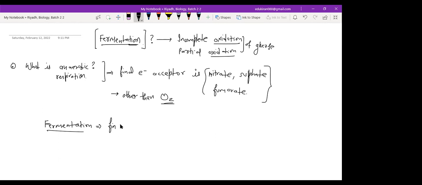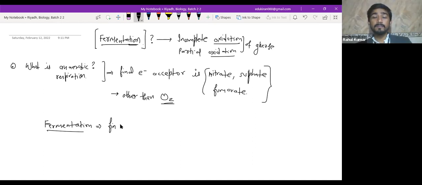The final acceptor there was NAD+, which was taking that electron and becoming NADH. Remember the photosystems, the Z scheme? I hope you are all revising those things. Okay. In fermentation, the final electron acceptor is, write down, an endogenous organic molecule.